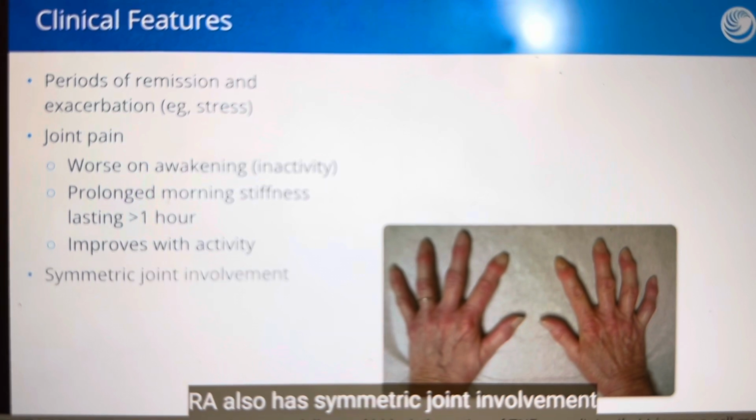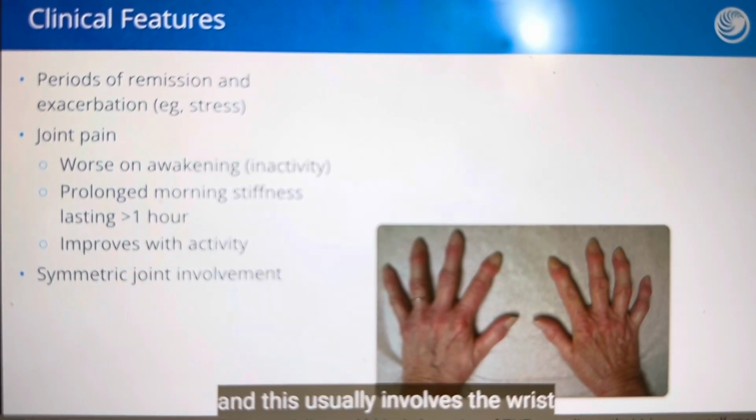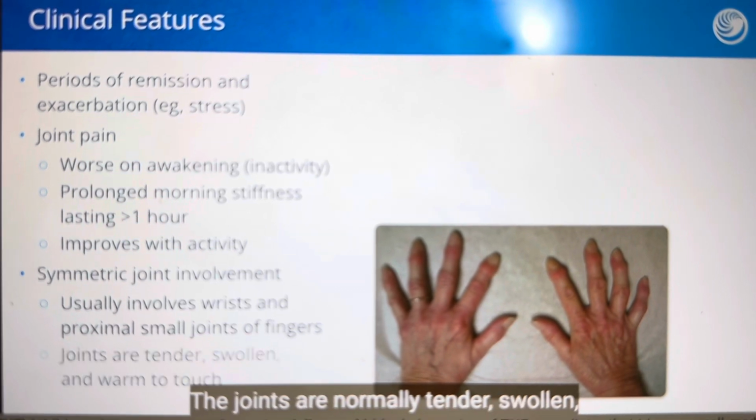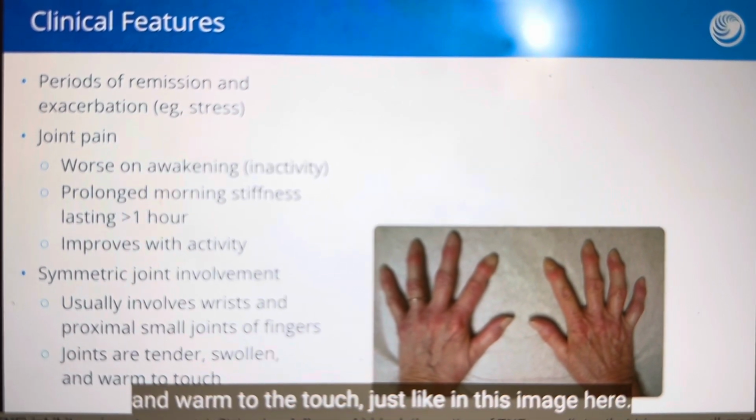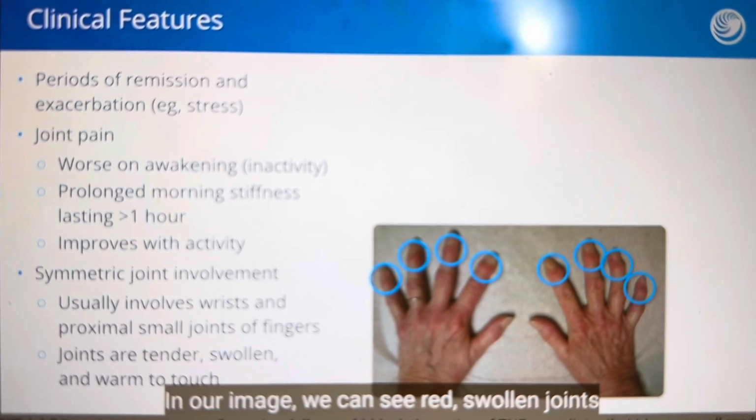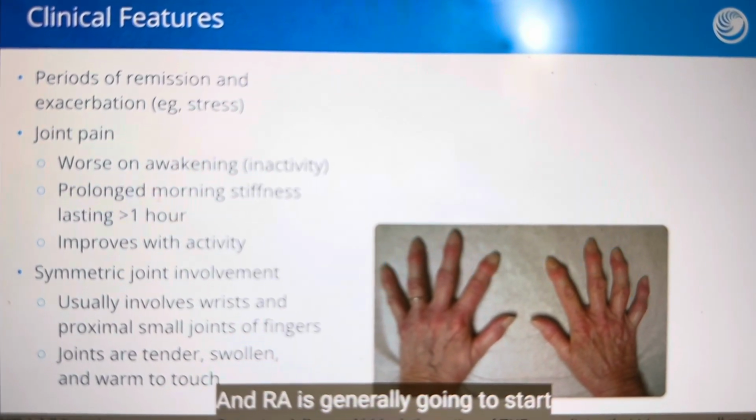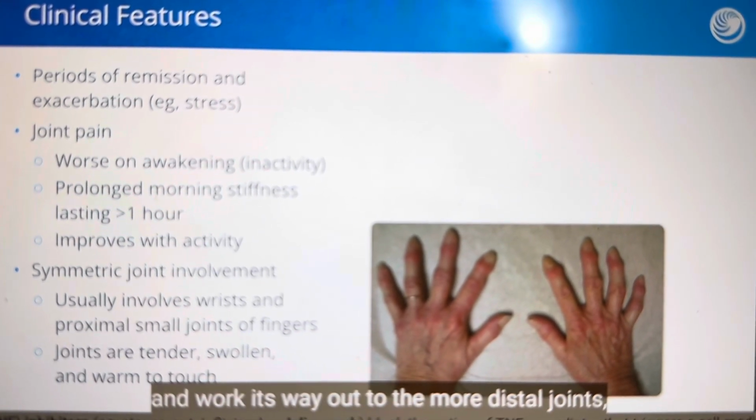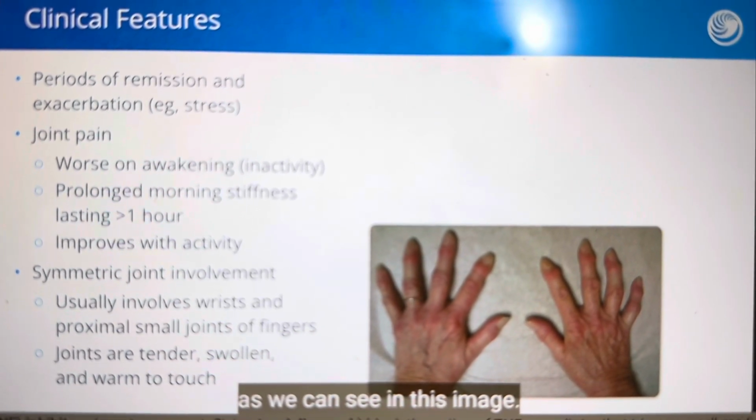RA also has symmetric joint involvement, and this usually involves the wrist and the proximal joints of the fingers. The joints are normally tender, swollen, and warm to the touch, just like in this image here. In our image, we can see red, swollen joints on the client's fingers. And RA is generally going to start at the wrist and the proximal joints of the fingers and work its way out to the more distal joints, as we can see in this image.